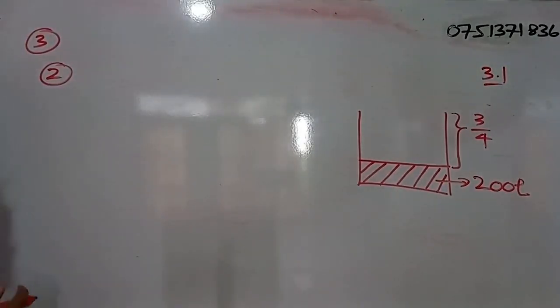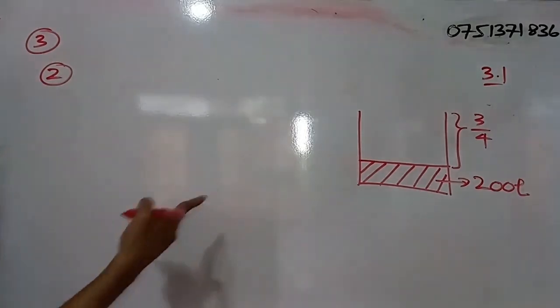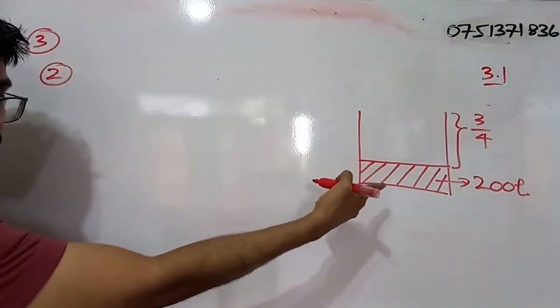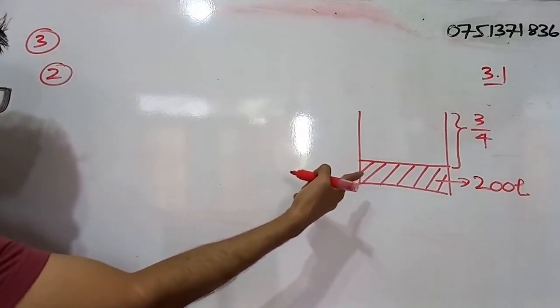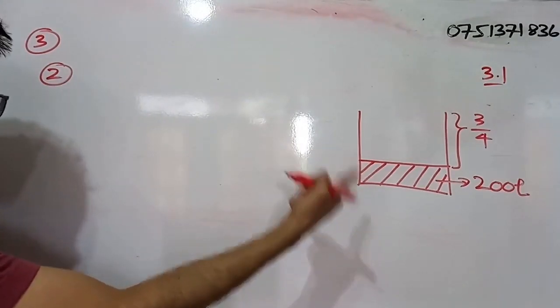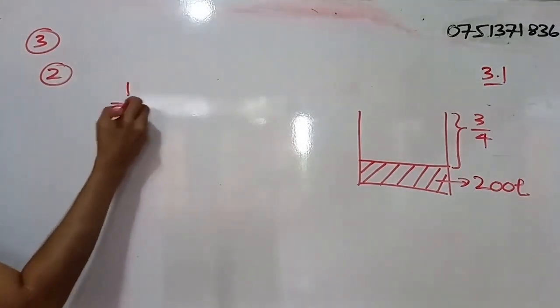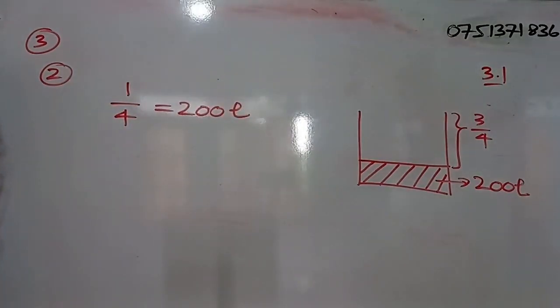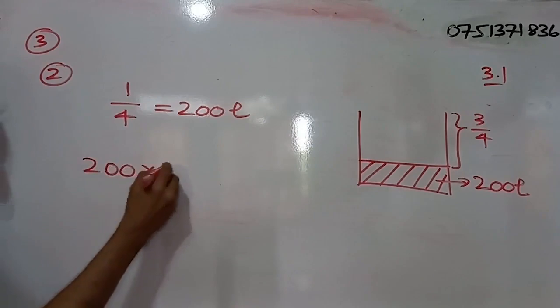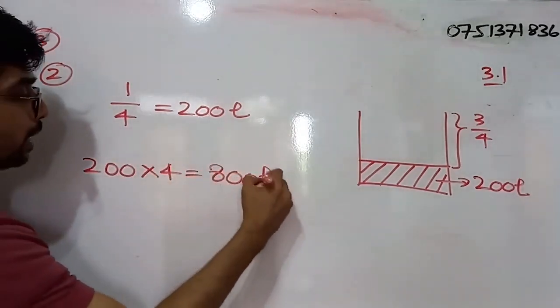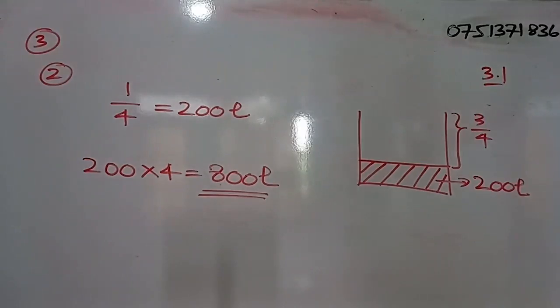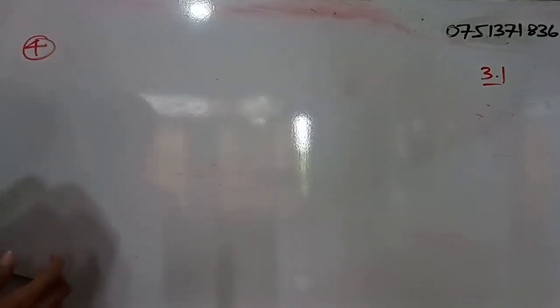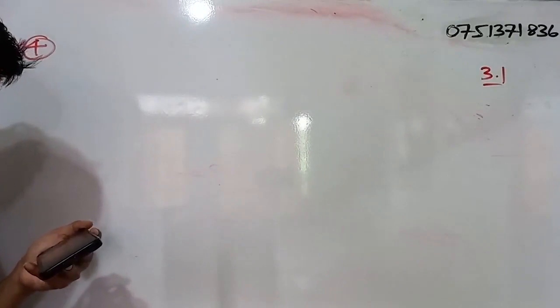Second part of that question. Find the capacity of the tank. Now, the remaining amount is 200 liters. And we know the remaining amount as a fraction also, that is a quarter. So 1 quarter is equal to 200 liters. Then what will be the full amount or the capacity? We have to multiply this by 4. So it will be 800 liters.